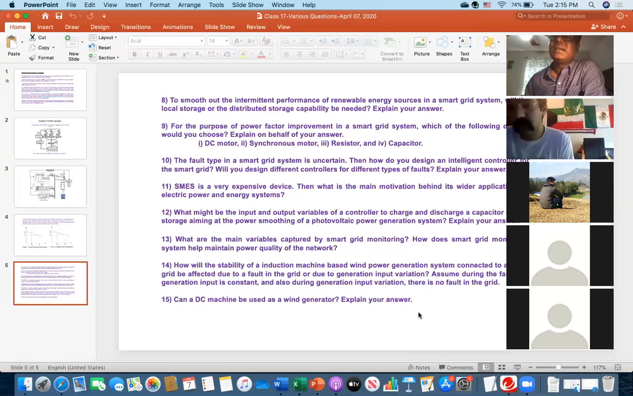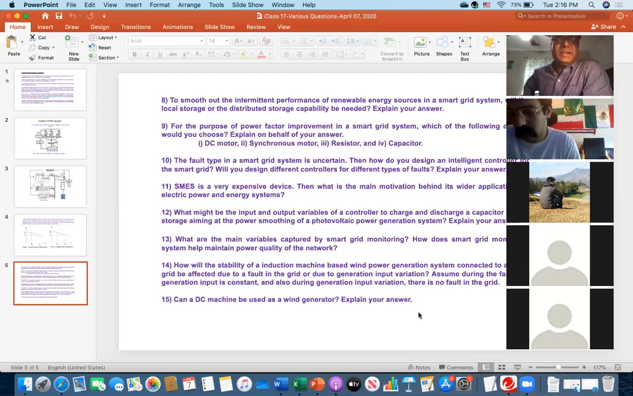No, we cannot use it, Dr. Ali. Sorry, what? I think we cannot use the DC machine. I mean, it is not used traditionally because DC machine has traditionally lower capacity. It can produce low voltage and its power rating is small, but there is no technical issue in using it as a wind generator.